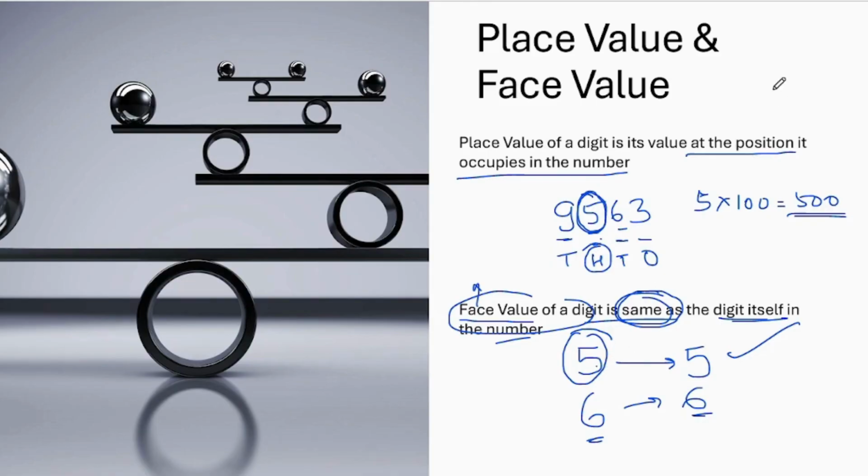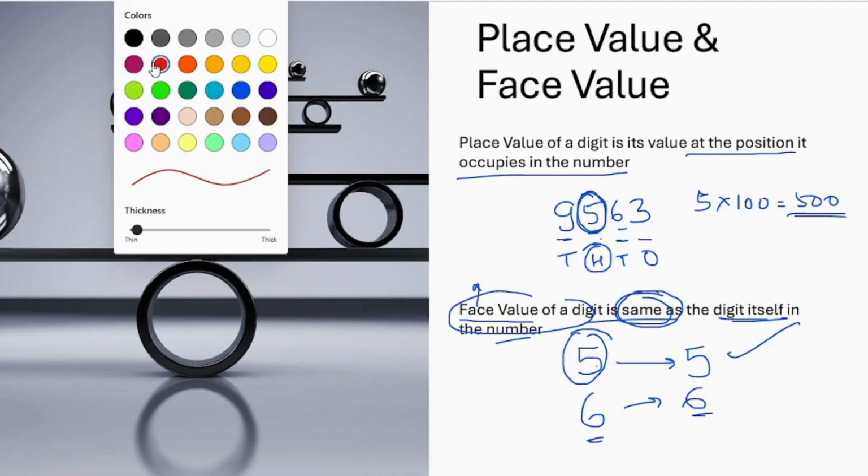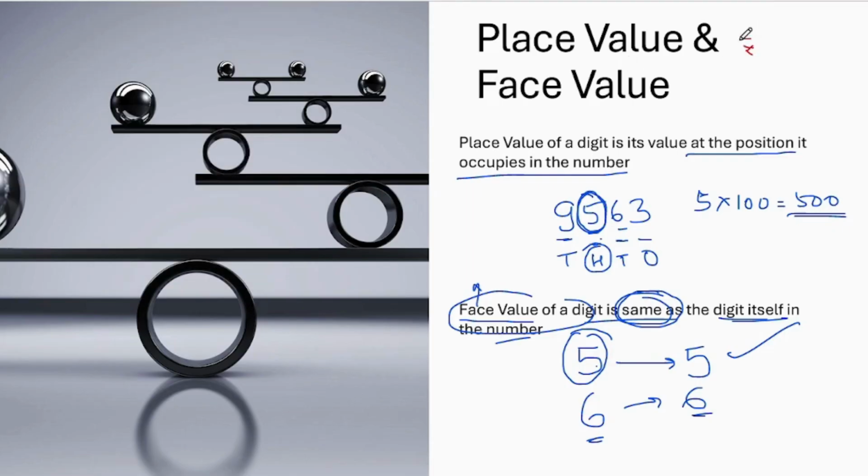There is one important point to be noted here, which I will highlight for you to keep in mind. The place value and face value of a digit at the ones place in a number is always the same. How?